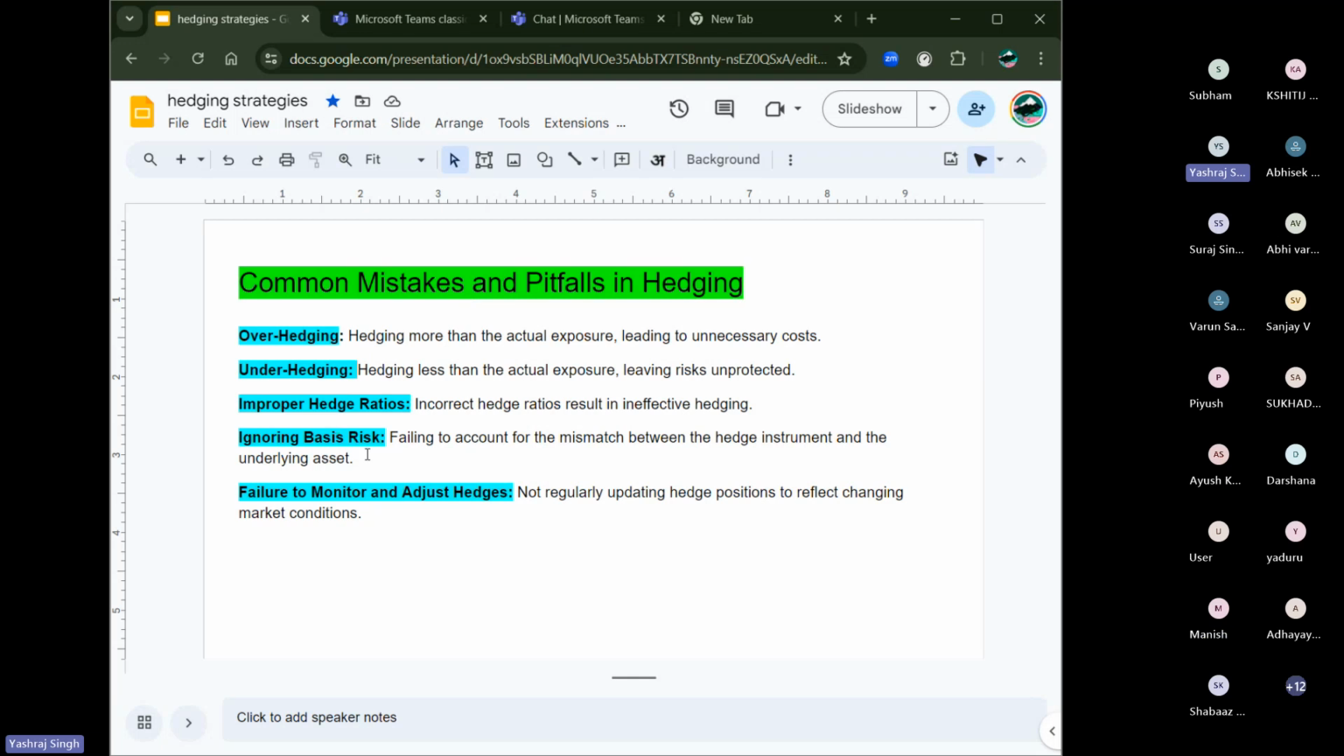Ignoring basis risk. Yes, exactly. This is a very important thing. Basis risk is nothing but the difference between spot price and the futures price. A lot of people call it premium also, or if the future is trading below the spot price, a lot of people call it discount also. These are also the terms that people use. That is called the basis risk.